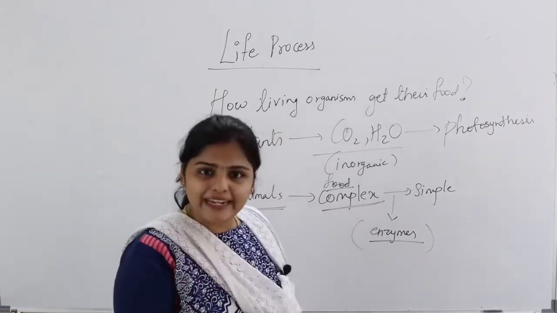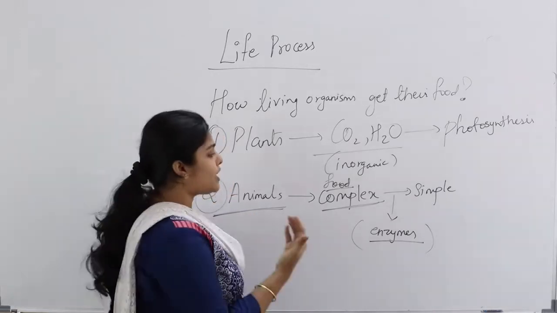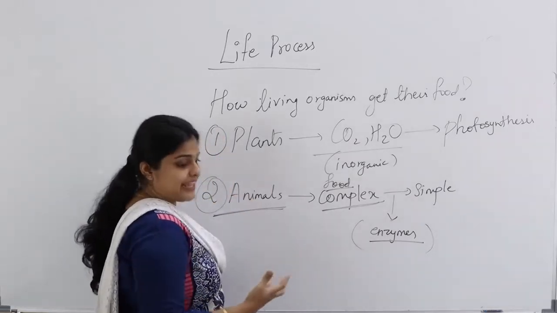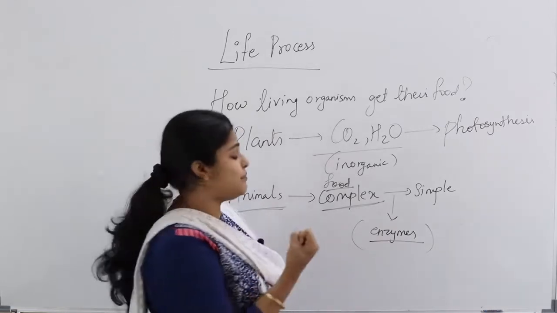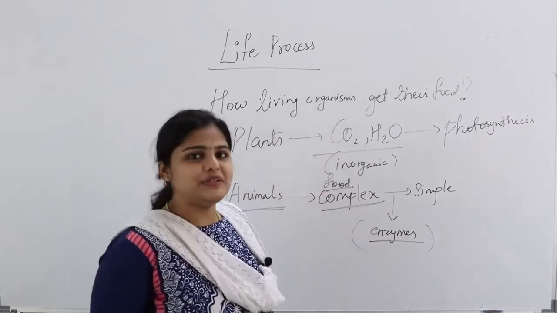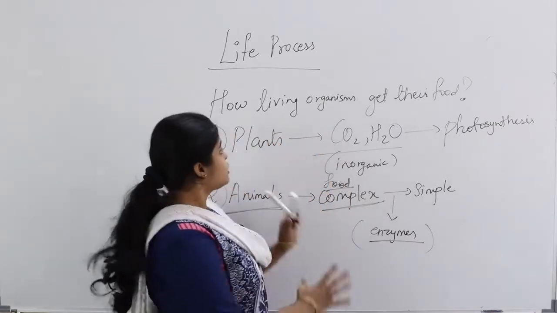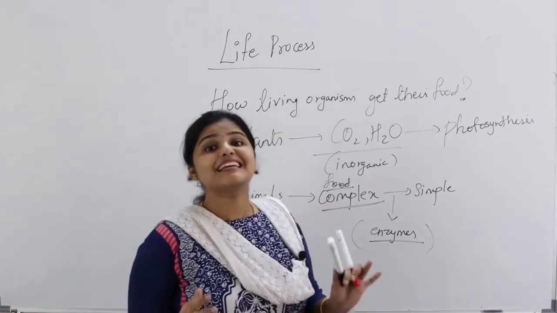So I think you all understood how organisms get their food. Plants I have explained to you, animals I have explained to you. Whatever they get has to be converted into simple form, and that conversion can be done with the help of different enzymes. Clear, students? So how living organisms get their food, that is clear. Okay?